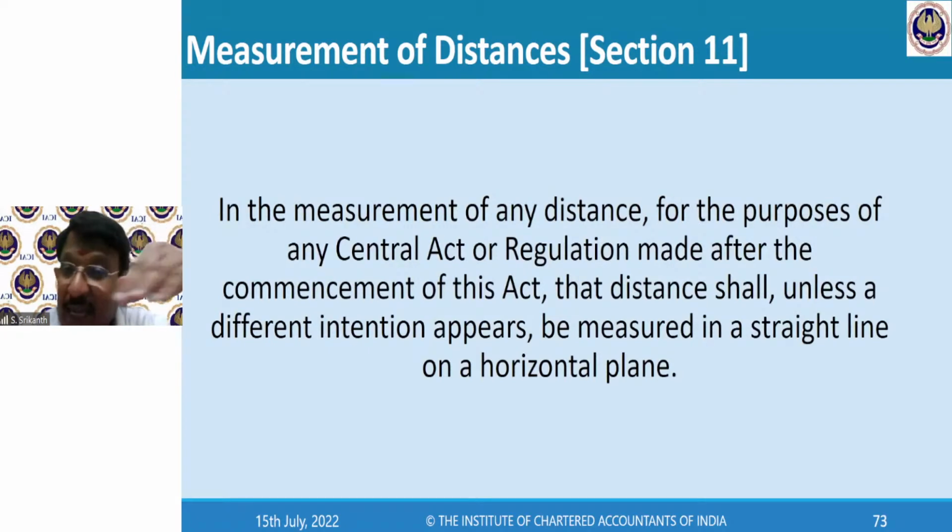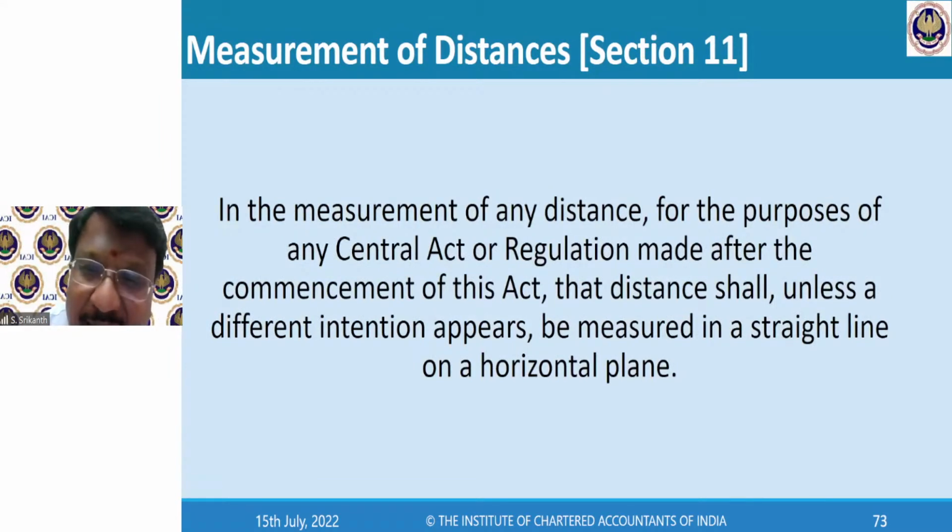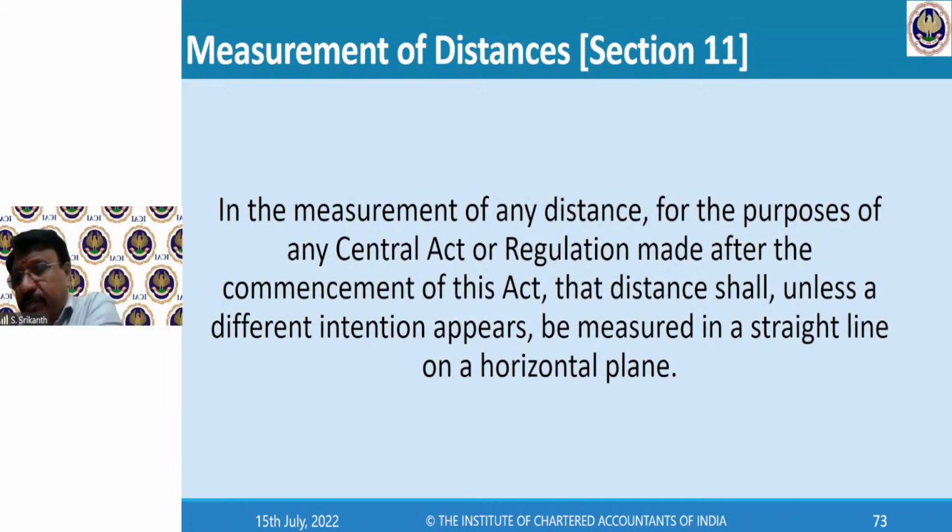So while counting this 9 kilometers, you should not go by the road route. You should take it as the crow flies. The Income Tax Act has been amended for that. In a straight line on a horizontal plane. Earlier, the intention was not clear. Now it is very clear. It should be in a straight line on a horizontal plane. If the act is silent and distance is measured in kilometers or whatever, you should take it as in a straight line on a horizontal plane. Okay.